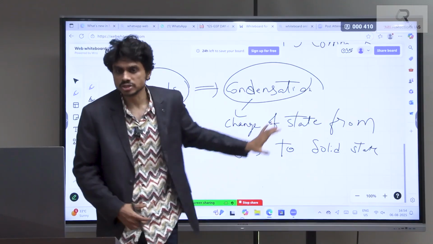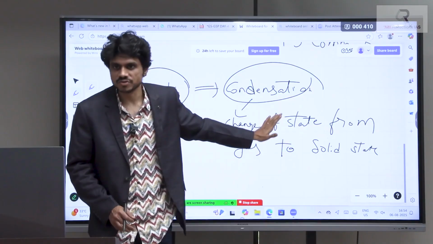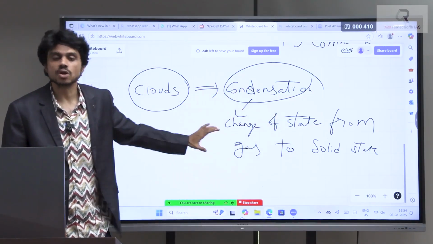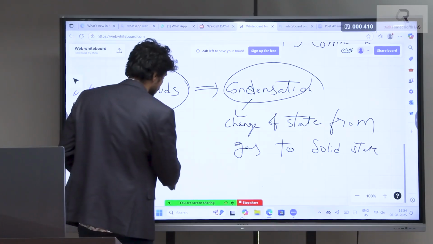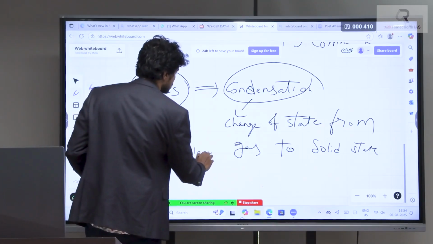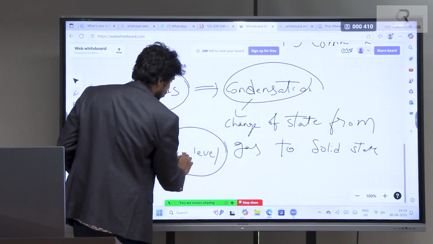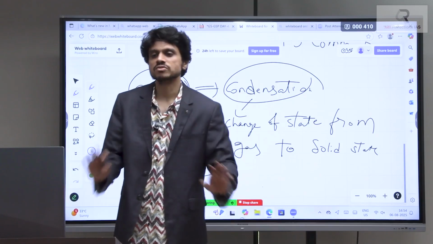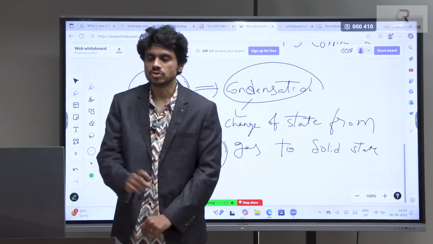Usually this happens. Let's not get into the totally clouds topic, I'm just giving you an idea. Basically, cloud happens because of condensation. When such clouds happen at the lower level, close to the surface, it is called fog. At the lower level, close to the surface of the ground, there is a formation of fog. That's it. Very simple concept.